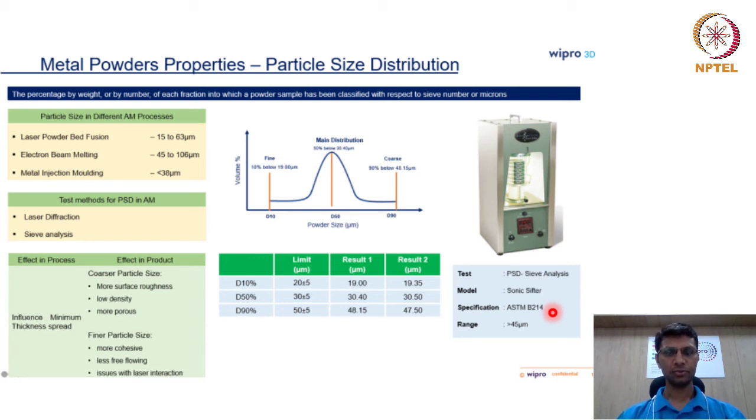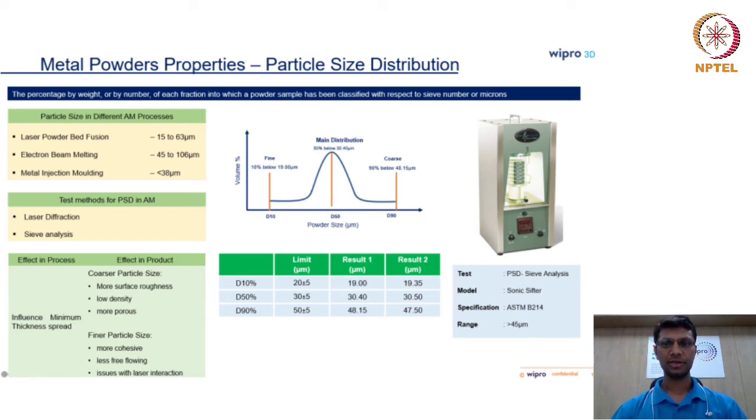DED has its own requirements, so you need to be careful while choosing or ordering the powder. For testing, there are two different methods acceptable as per the ASTM standard. One is laser diffraction and the other is sieve analysis. The equipment shown here on the right side is for the sieve analysis. Nowadays, methods based on image analysis are also available.